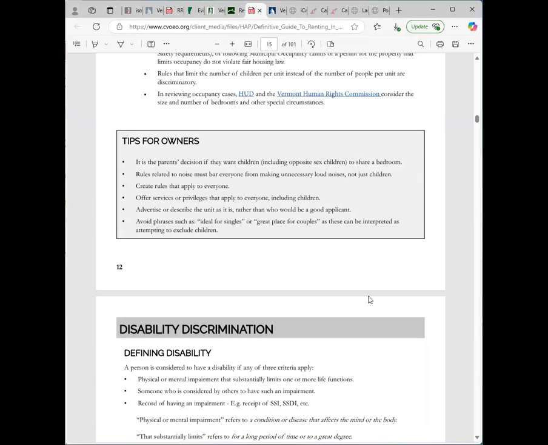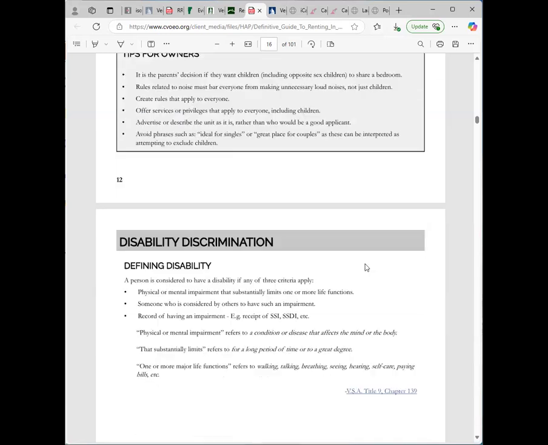Tips for owners. It is the parents' decision if they want children, including the opposite sex children, to share a bedroom. Rules related to noise must bar everyone from making unnecessarily loud noises, not just children. It's true, it's quiet enjoyment for everyone, not just children. Create rules that apply to everyone. Offer services or privileges that apply to everyone, including children. Advertise or describe the unit as is rather than who would be a good applicant, and avoid phrases such as ideal for singles or great place for couples, as these can be interpreted as attempting to exclude children. Interesting wording, right?